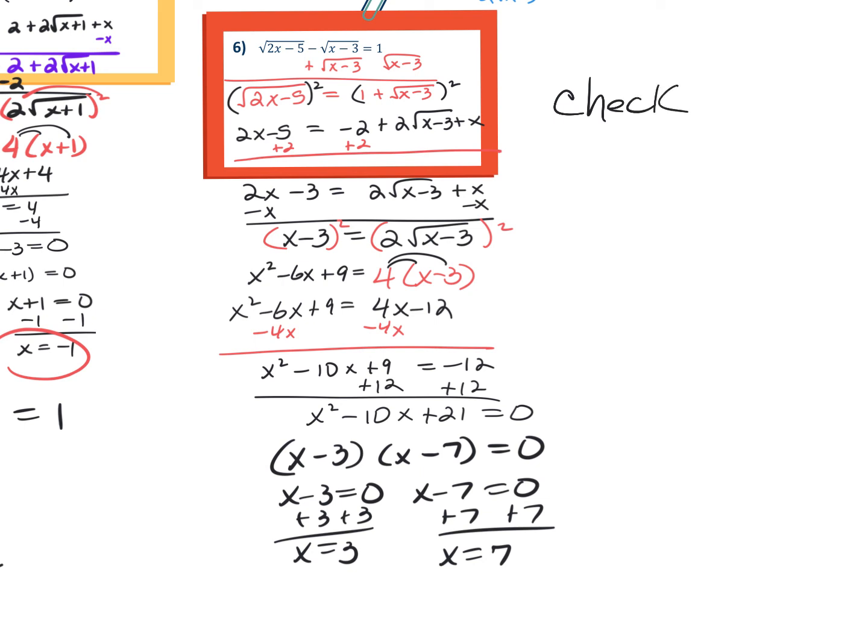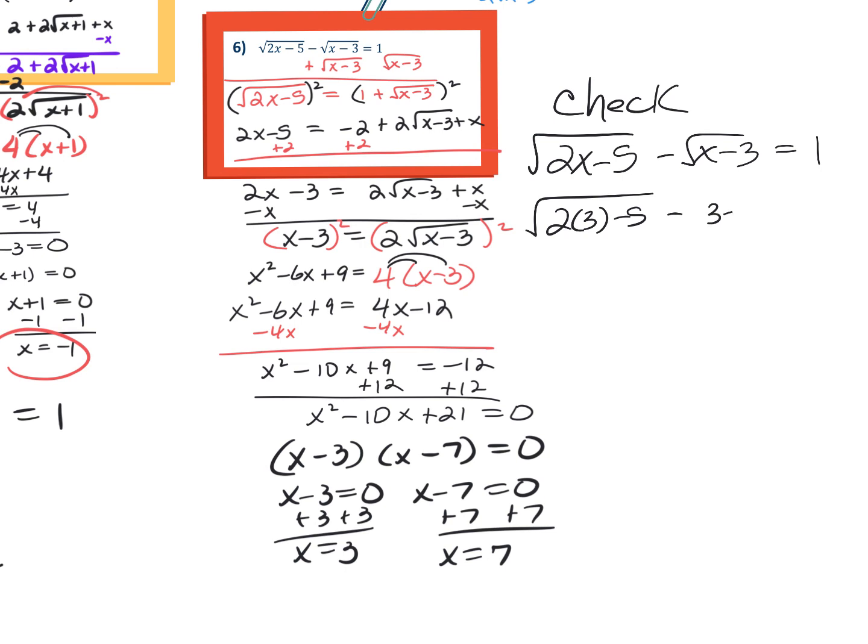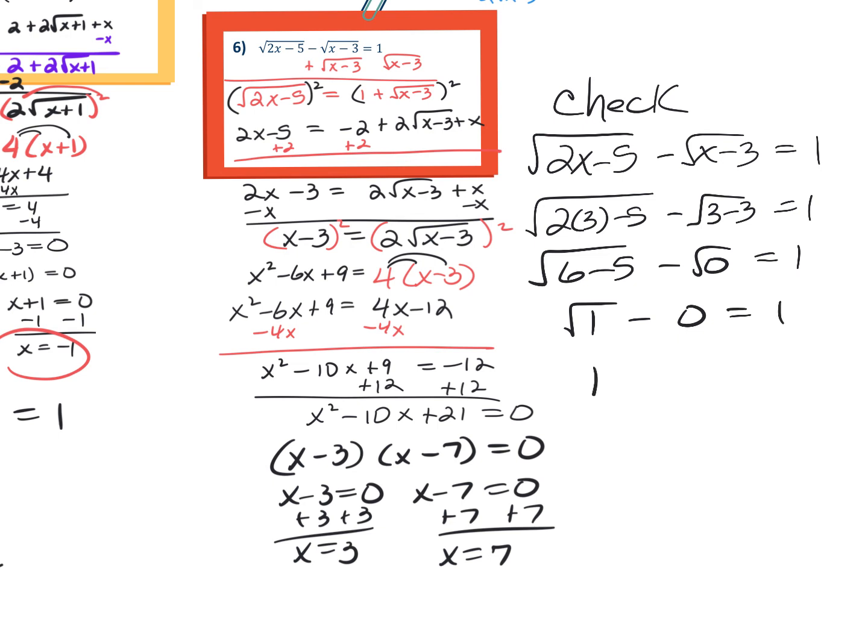So again, the equation I'm plugging it into is 2x minus 5 under the radical minus the square root of x minus 3 equals 1. I'll plug in 3 first. 6 minus 5. 3 minus 3 is 0. 6 minus 5 is 1. Square root of 0 is 0. Square root of 1 is 1. 1 minus 0 is 1. 1 equals 1. I got a good answer here at x equals 3.